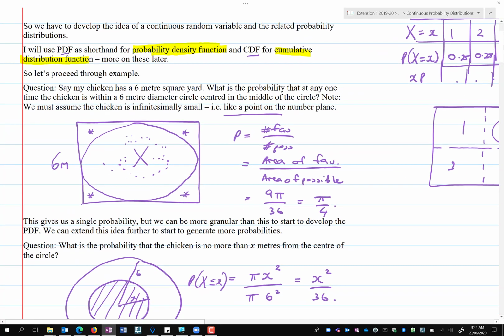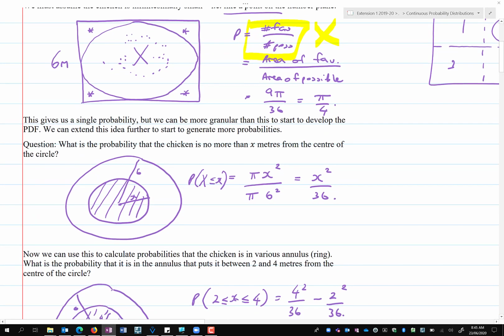And then I do it again for a circle with the chicken. I say, what's the probability the chicken's in a circle? Well, it's the area of the circle divided by the area of the total space. So that's pi r squared divided by the side length squared, and you get that. And I say in the video that this bit here is actually not true. It's not number of favorable, because there's infinitely many favorable positions and infinitely many possible positions. So it's about proportion rather than the actual number. And that's what continuity gives us: an infinite space, which causes problems.